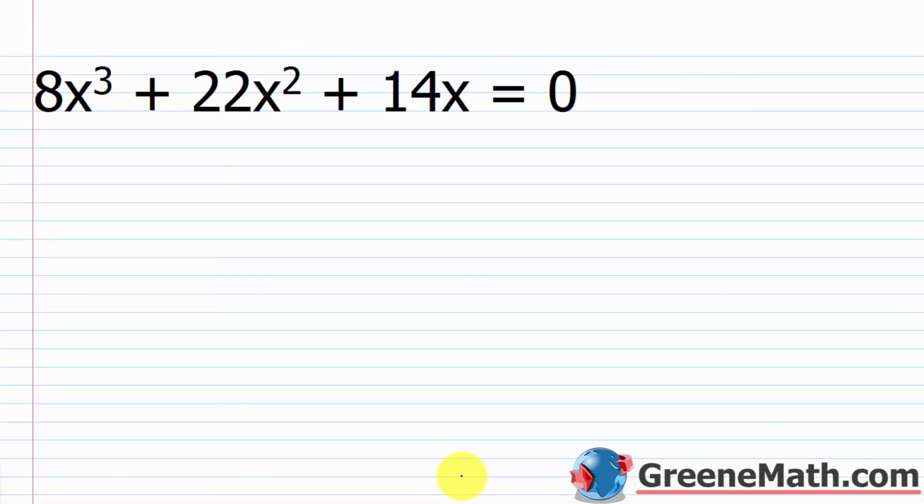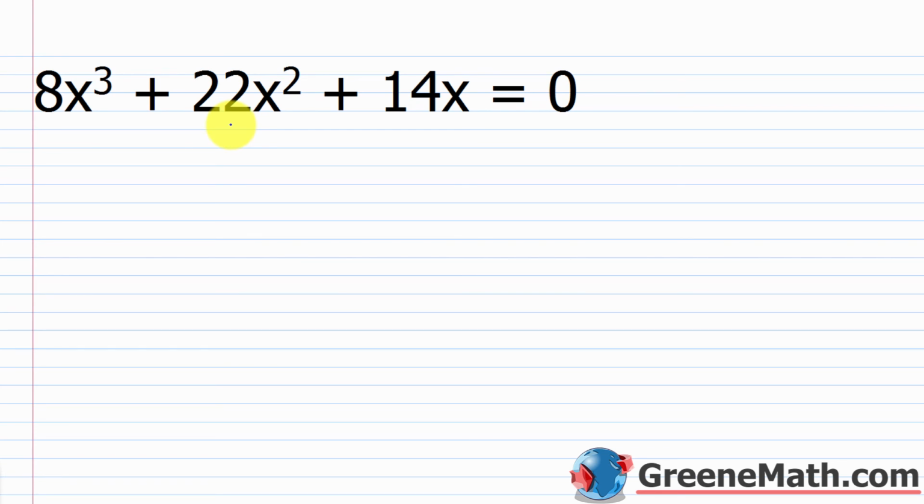All right, for the last one we're going to look at, we have 8x cubed plus 22x squared plus 14x equals 0. So you might jump out and say, whoa, that's not a quadratic equation. When we can factor something like we will be able to here, you're going to end up being able to get the solution that way versus using some other method.